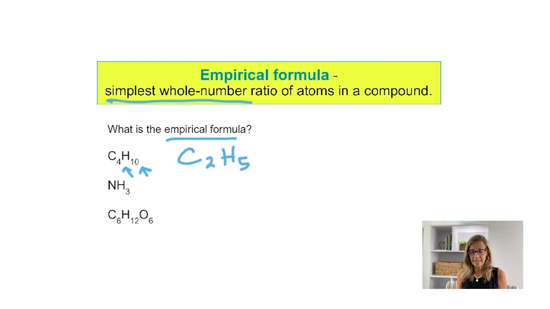Okay, now the next one, NH3. Can we reduce the 1 and the 3 by some factor? We can't. That is the empirical formula, NH3. It's as simple as it gets. 1 nitrogen, 3 hydrogens. The last one, I see a factor of 6 there. Could we reduce that by 6? CH2O1. Okay, so those are molecular formulas, and then we have reduced them down to the empirical formula.